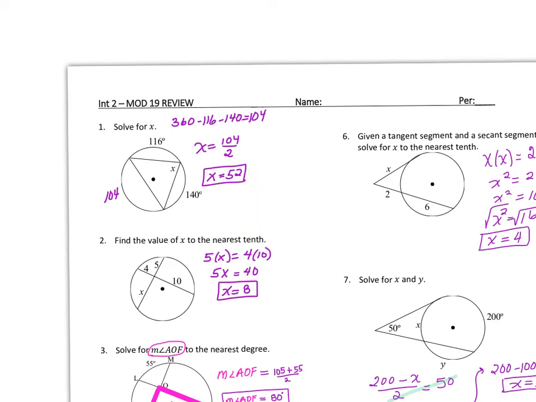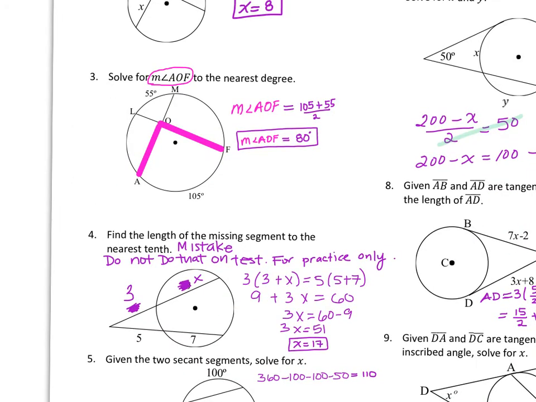On number 2, we have a rule. So 5 times x is equal to 4 times 10, which is 40. If you divide by 5, you get x equals 8. On number 3, we're looking for this pink angle here, which is angle AOF. In order to find it, we're going to need to add the opposite arcs, which is 105 plus 55, divide that by 2, and we get 80.